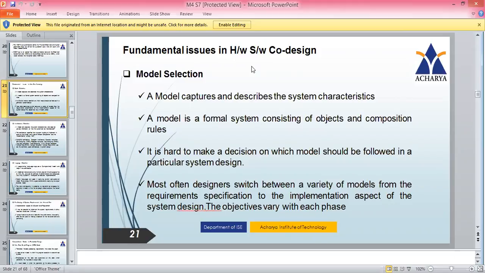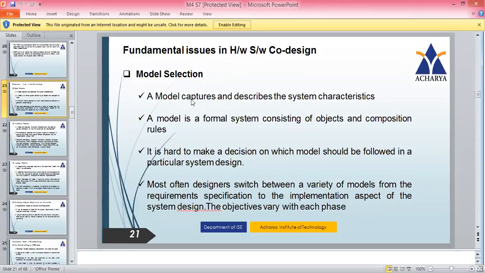So for that purpose, we will see some of the issues with respect to hardware software co-design, because now we are going to use both. And so before developing, before implementing, we have to design. So first, we will see the model selection.